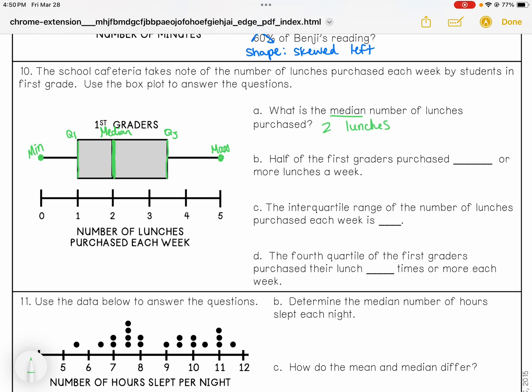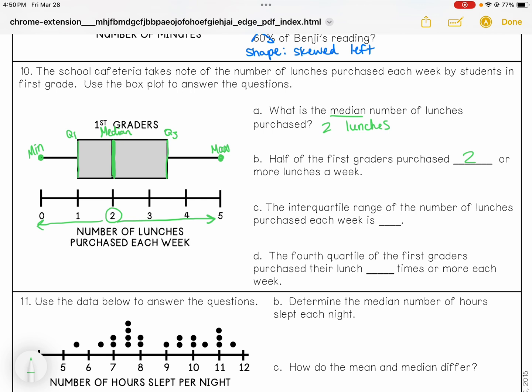Now it says half of the first graders purchased blank or more lunches a week. So I'm looking to see what half purchased. This is the halfway point. So I can say they purchased 2 or more lunches in a week. Half of them did. I could also say half of them purchased 2 or less per week as well.